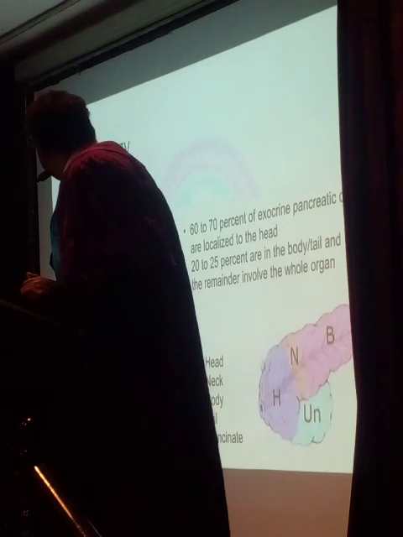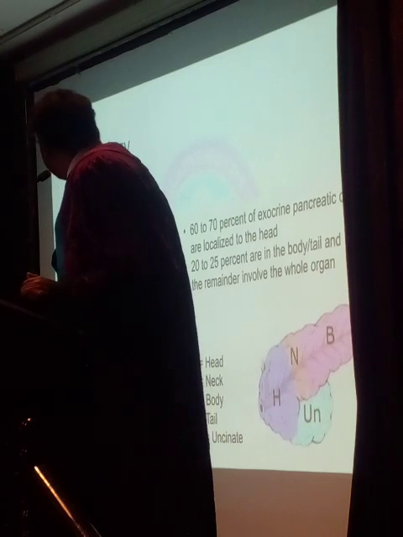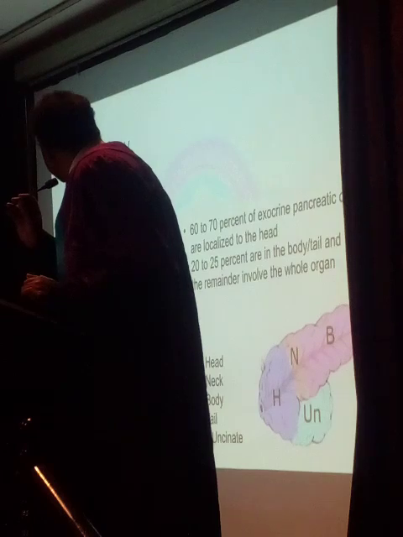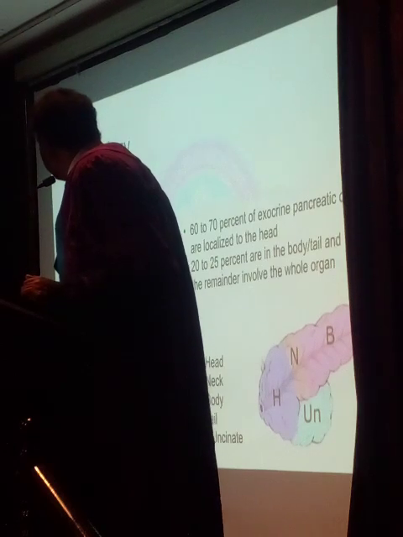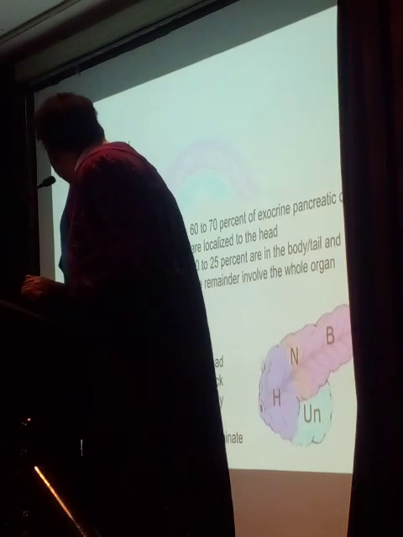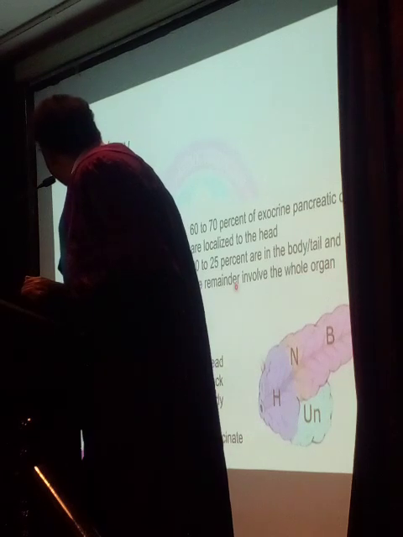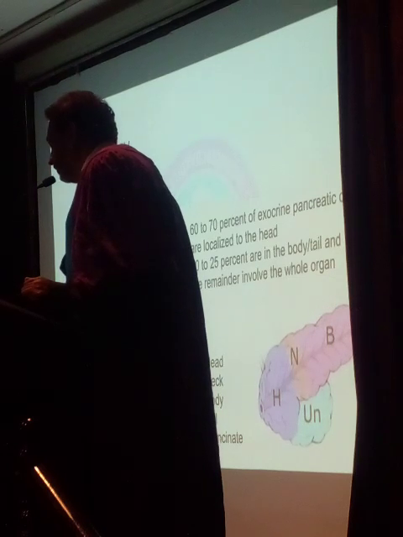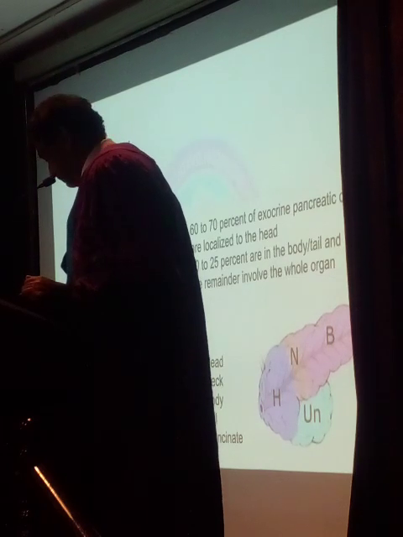So 60 to 70% of the exocrine pancreatic cancers are localized in the head and neck area. That's very important. And 20 to 25% are in the body and tail. The remainder involves the whole pancreas. It's also important to know that the endocrine pancreatic carcinomas usually come from the tail end, not in the head and neck region.